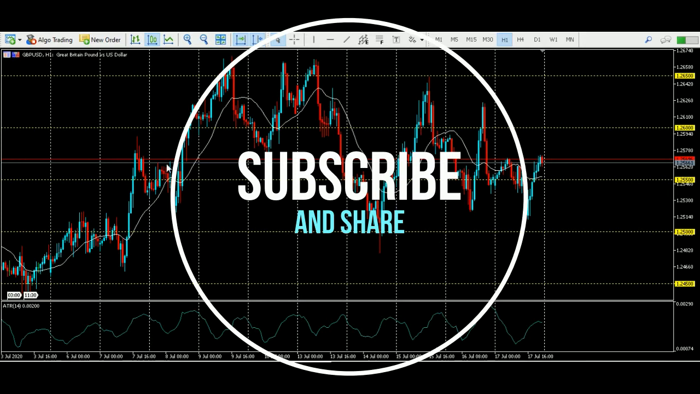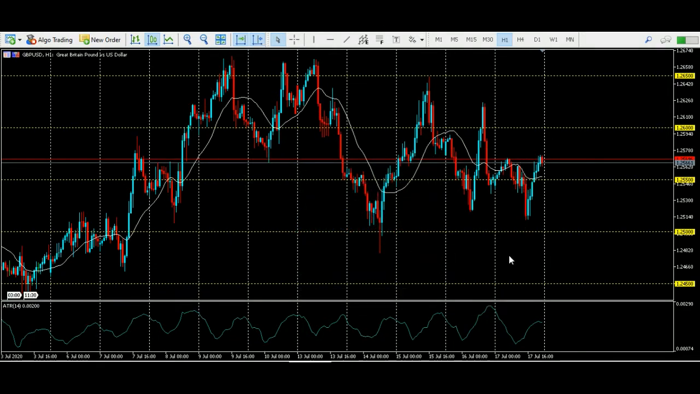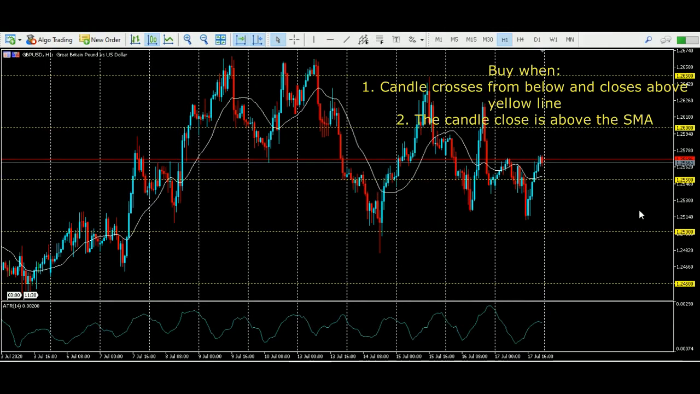Then the other indicator, the custom indicator really, are just grid lines at every 50 pip interval. Right, so let's look at the rules of this strategy. Let's look at the rules for a buy setup, then also look at the rules for a sell setup, right?